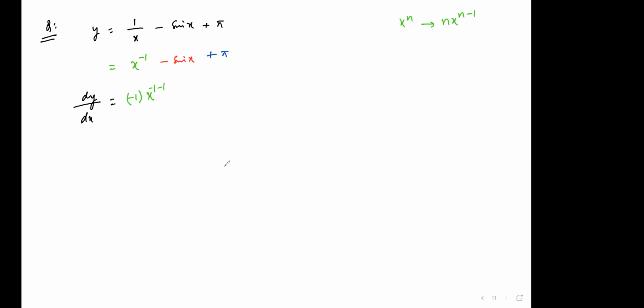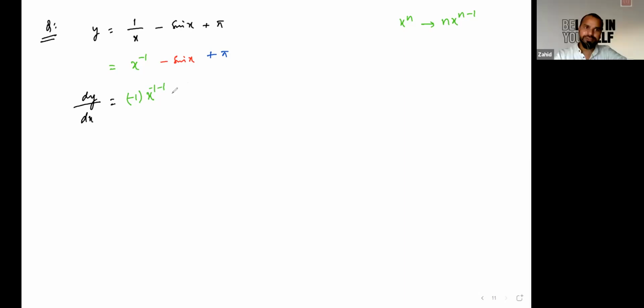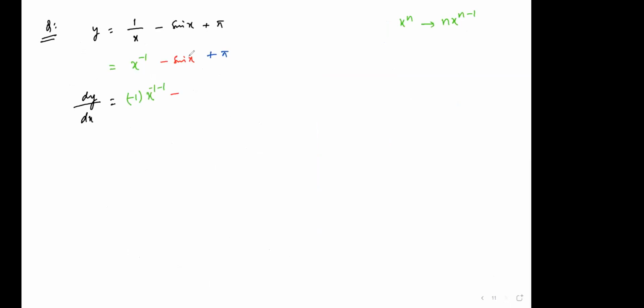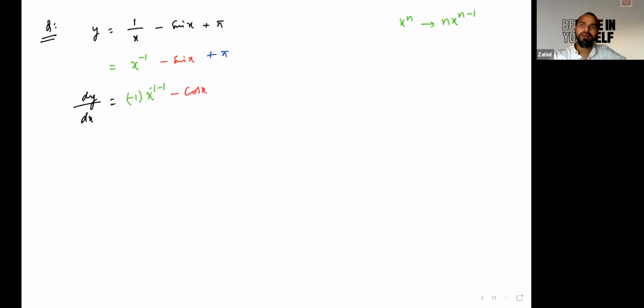Yes, sir. What is your next function? This is the trigonometric function sine. We have a formula for this. For the differentiation of sine, it will be cos of x. So for the differentiation of sine, it will become cos of x.